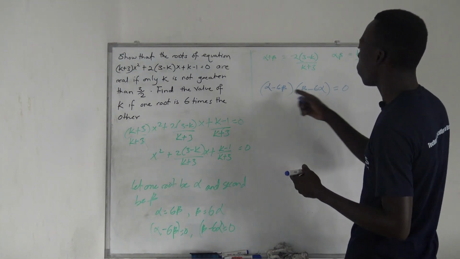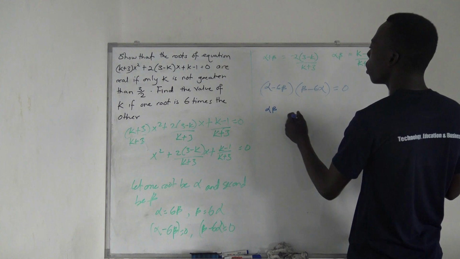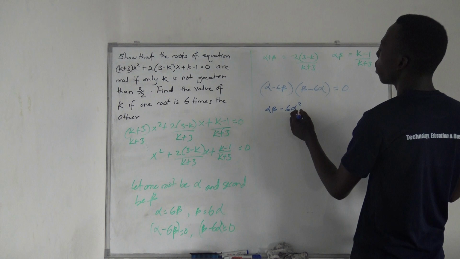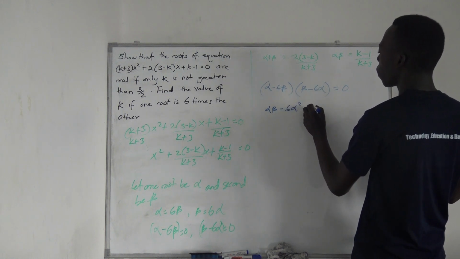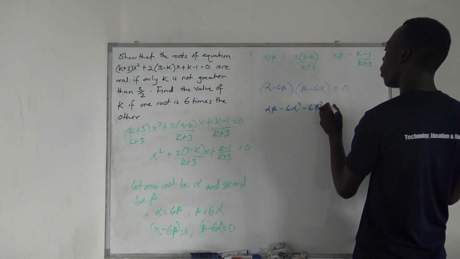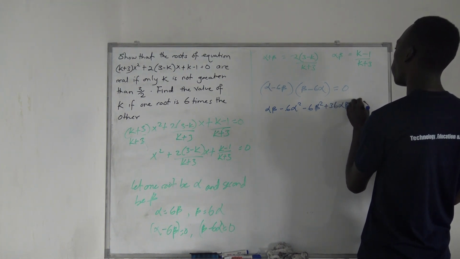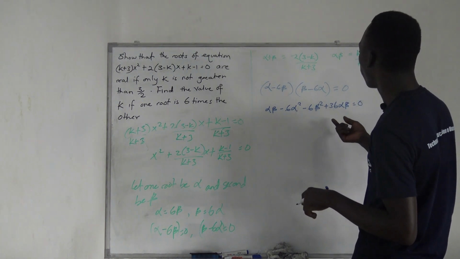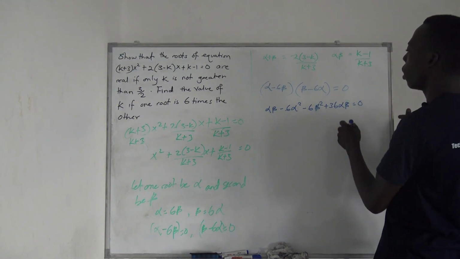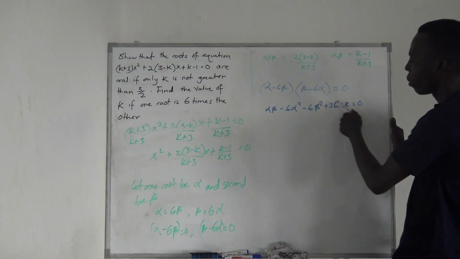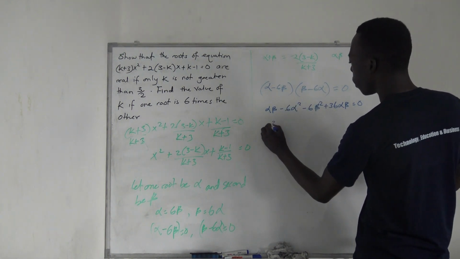So for this case, this times this becomes alpha beta. This times this is minus 6 alpha squared. This times this is minus 6 beta squared. This times this is plus 36 alpha beta, which gives us a 0. So now we have this and this. What we do, we add the two, this and this, which becomes now 37 alpha beta.